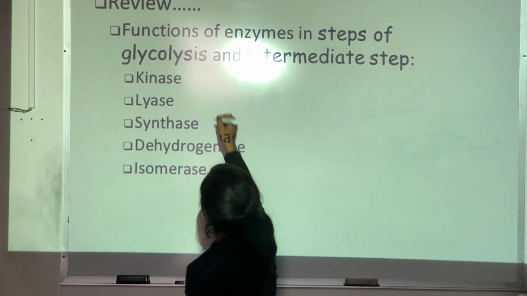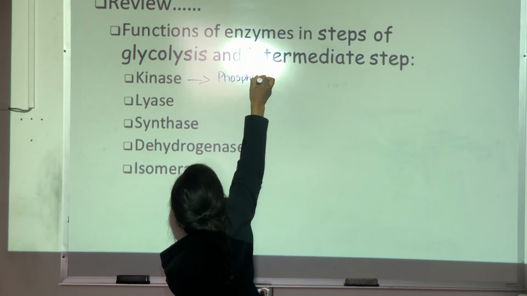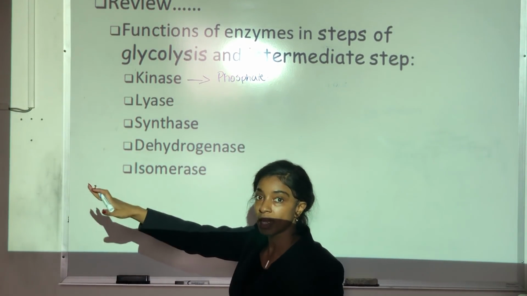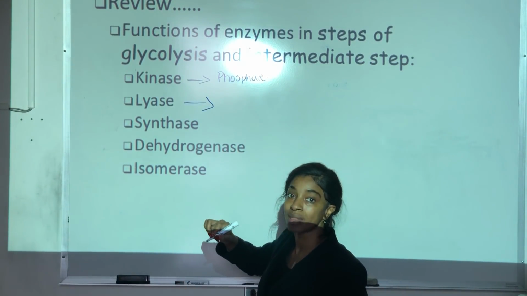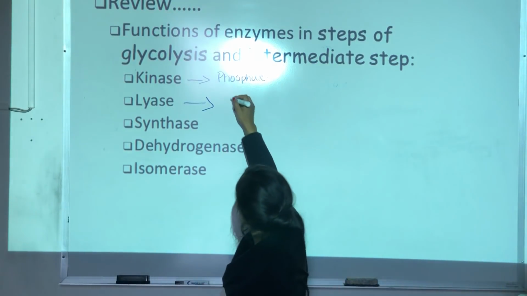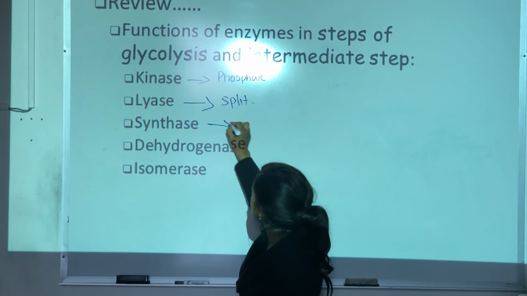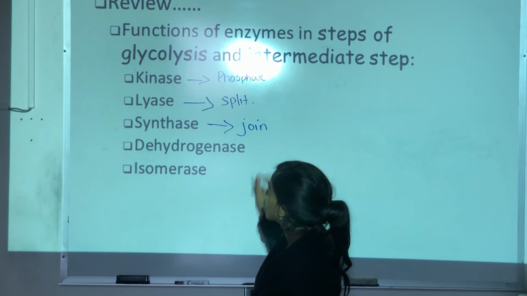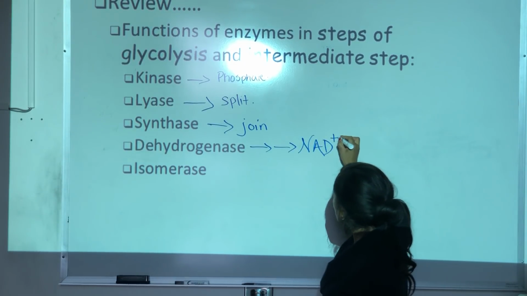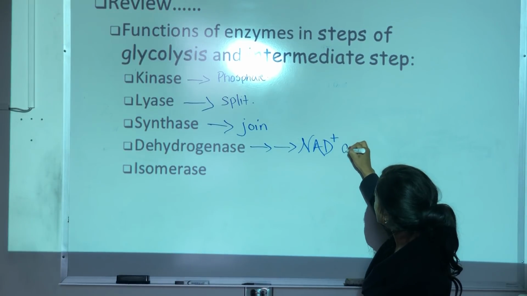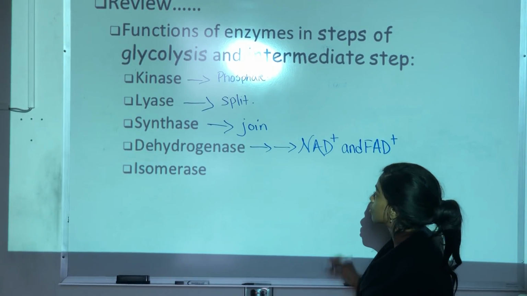Some of the things you want to look out for with kinase: you want to see the transfer of a phosphate, right? So you want to see a phosphate go from one place to the next. And with lyase, the enzyme that lyses will be splitting. So we need to see something split or break. Synthase, to remind you, means join. We need to see something coming together. And usually for dehydrogenase, we want to see our helpers, our coenzymes, NAD plus and FAD plus, which are electron acceptors.